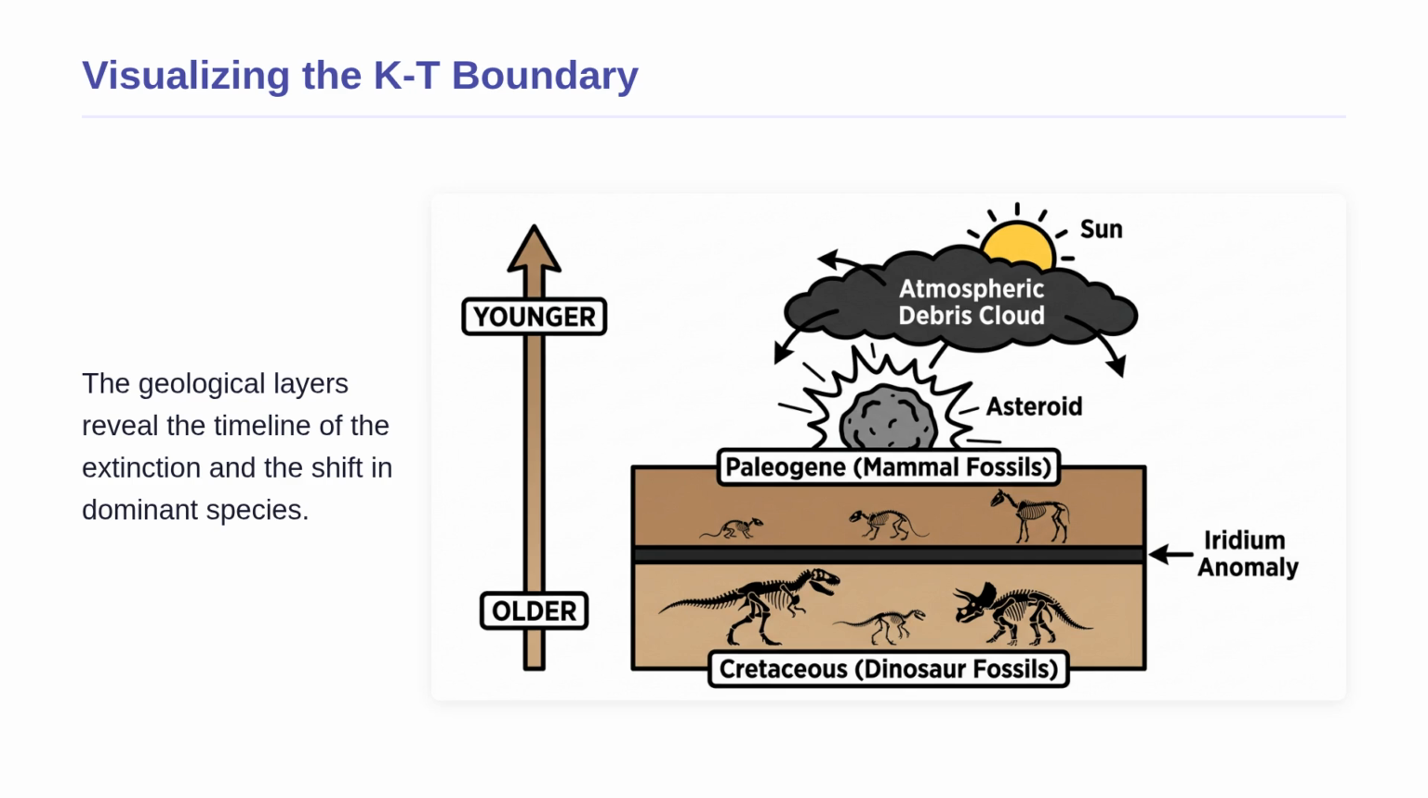Right above it is the thin, dark band representing the KPG boundary, labeled as the Iridium anomaly. Notice how the dinosaur fossils completely disappear above this line. In the top layer, the Paleogene period, we only see the fossils of small mammals. This visual perfectly captures the sudden, dramatic shift in life on Earth caused by the impact.